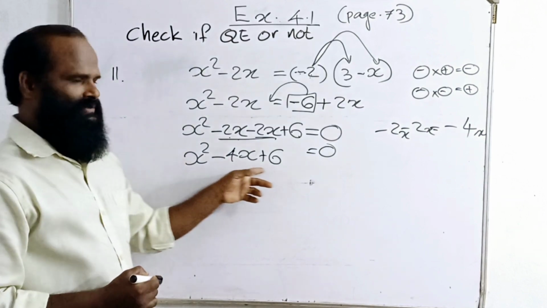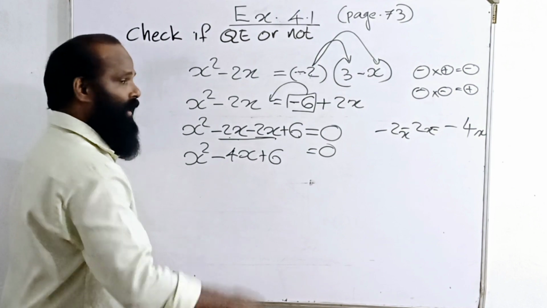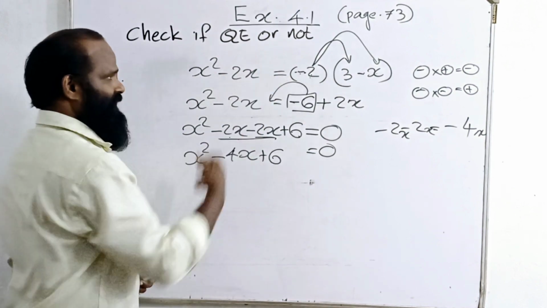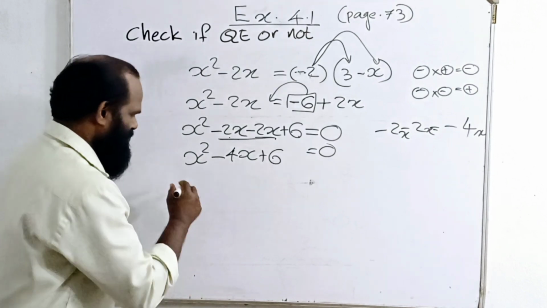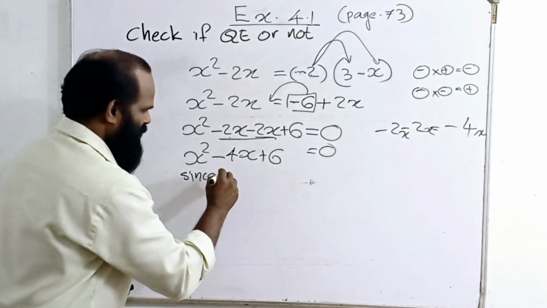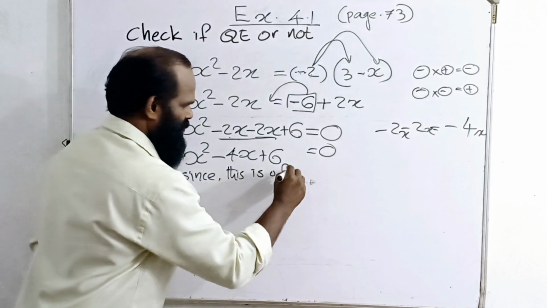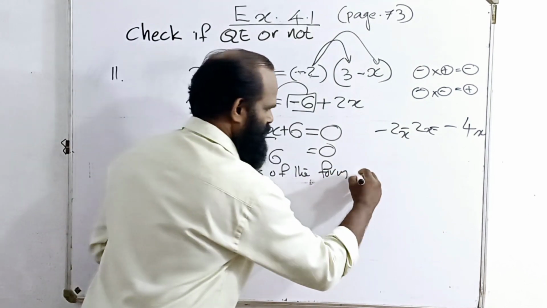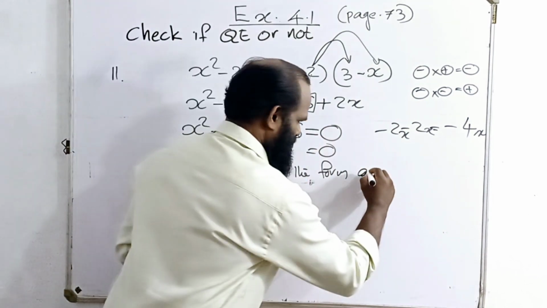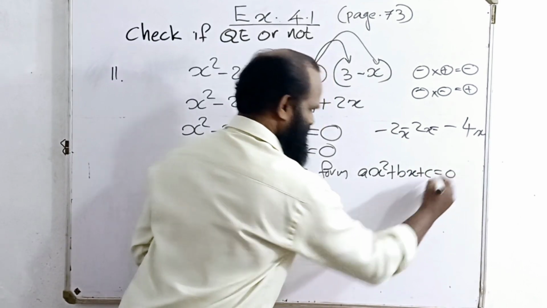See whether it is a quadratic equation? Yes. This is the final result we get after the expansion of the given expression. This is definitely a quadratic equation. So we write, since this is of the form, what form? Standard form. What is the standard form? ax square plus bx plus c is equal to 0.